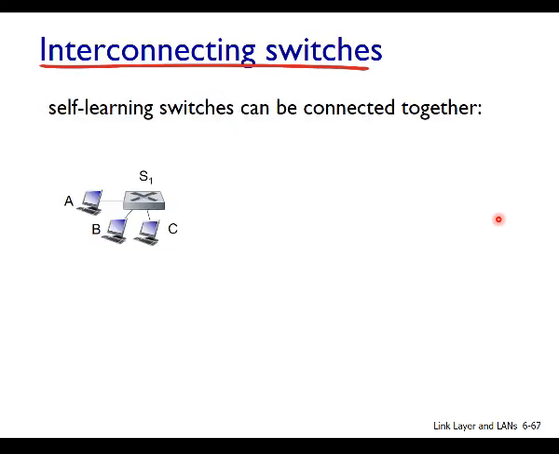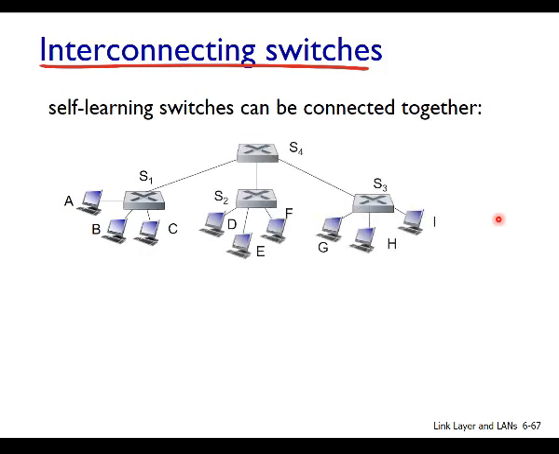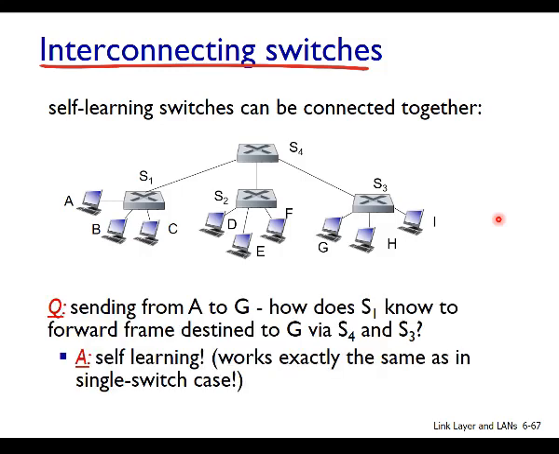Now, it turns out that self-learning switches can also be connected to each other. Let's just say S1 is a self-learning switch. We can connect it to these other switches, S4, S2, S3. A question you might have is, suppose we are sending from A to G, how does S1 know to forward a frame destined to G via S4 and then S3? Well, the answer is still by self-learning. Self-learning will actually work in exactly the same way as we saw with the single switch case.